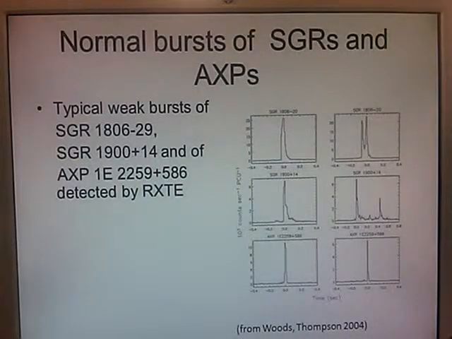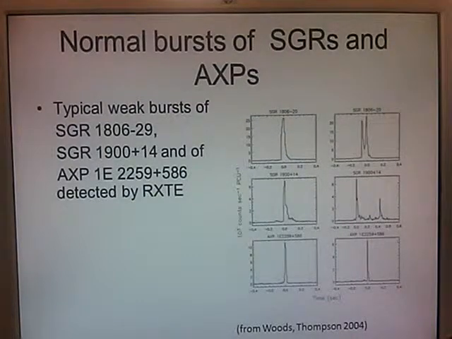Alright, so here are just some more samples of the normal bursts, again very short. And it's interesting to note that that guy is an anomalous X-ray pulsar, but it has detected a weak burst. So there is a little bit of cross-mingling between these groups. It's not a fine line between what you call an anomalous X-ray pulsar and an SGR, because even the AXPs can sometimes, rarely, have these bursts.